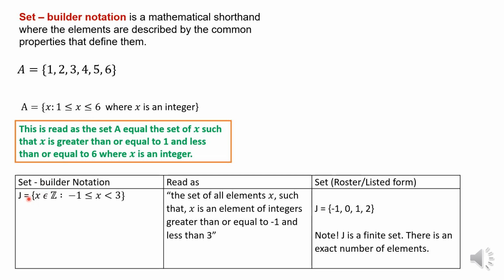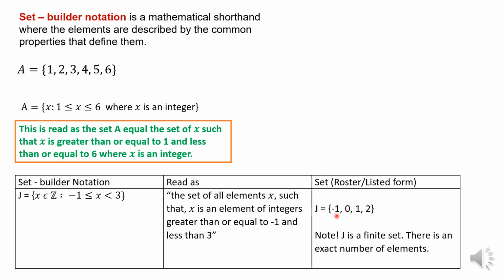So I have here set J which equals X, such that X is an integer. Now the Z that we have here represents integer, and here you must be careful, X is greater or equal to -1, but X is less than 3. So if I was to list them, you can list all the integers. Remember, an integer is a number that is a positive or a negative whole number, including 0. So -1 will be part of our solution, but not 3, because it's not greater or equal to.